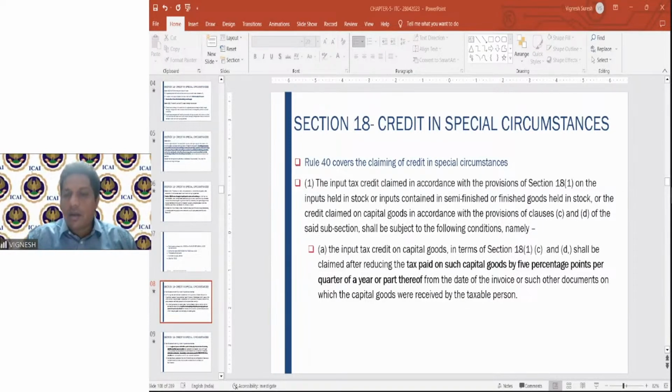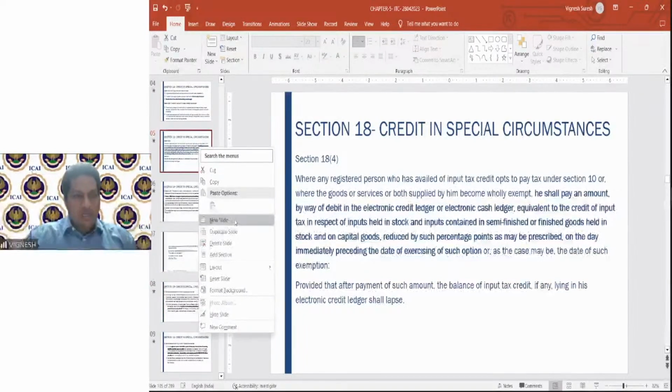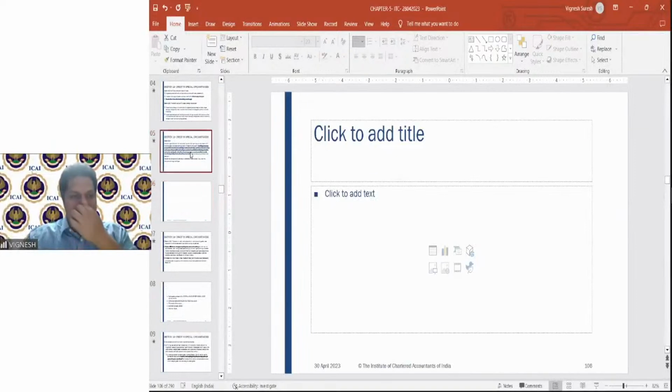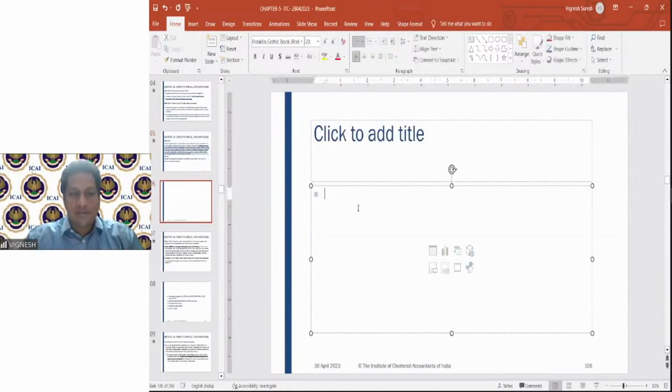Now we come back to 18 subsection 4. 18 subsection 4 is very simple. I'll give an example so that you will understand better. See, first thing is this person is now in the composition scheme. Let us first take case 1. Case 1: Mr. A is registered under the composition scheme.